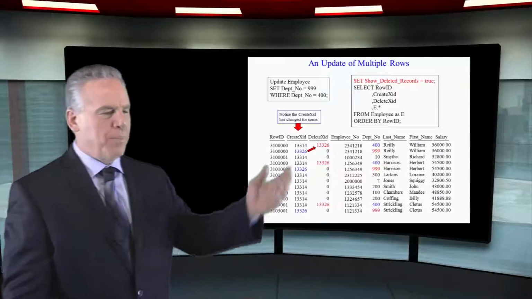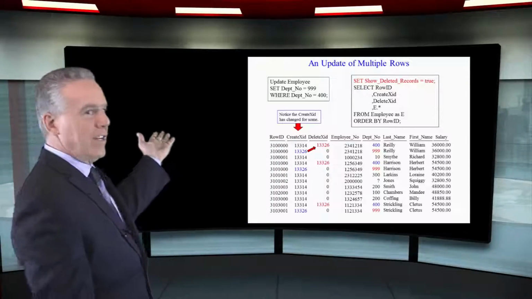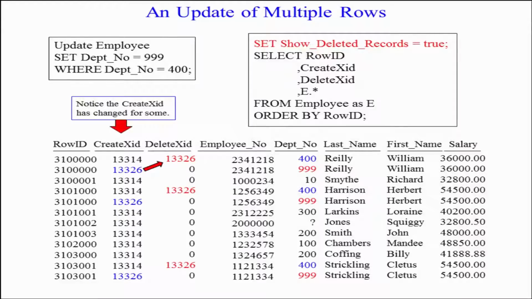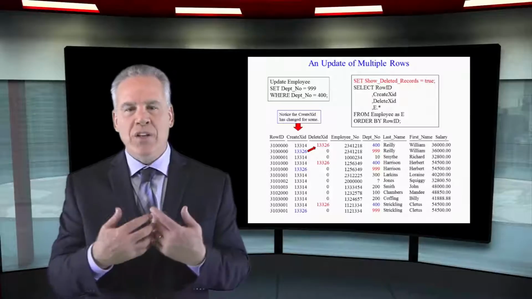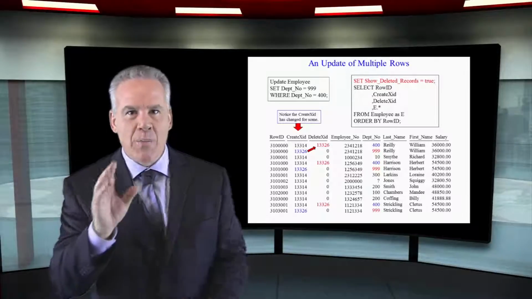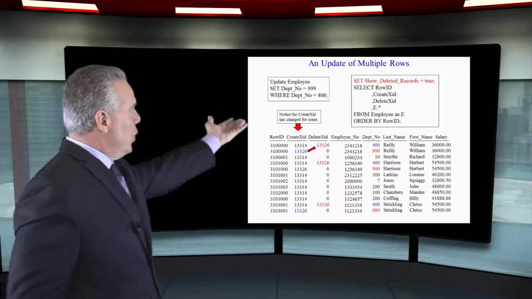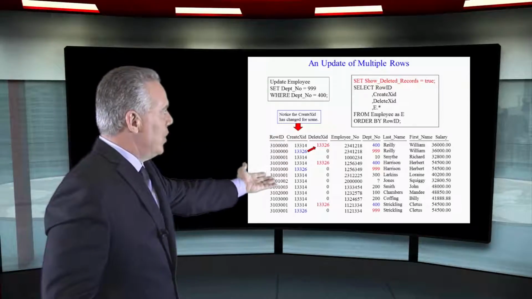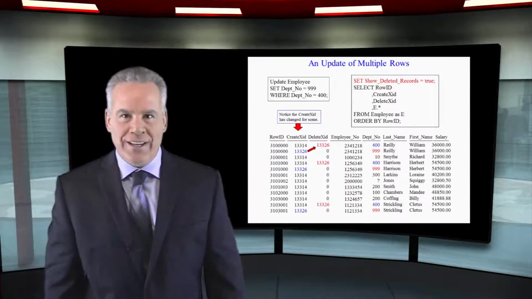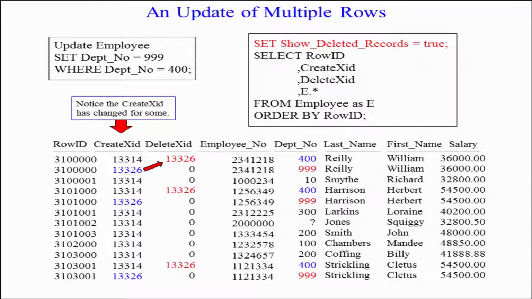Now, update the employee table, set depno equals 999, where depno equals 400. There were actually 3 rows before, because we had 9 rows when we started, and 3 of them were in department 400. Now, we've done the update. We've changed those rows to 999, but I want you to take a look at the DeleteXids, and you can see that the rows that were deleted actually have a DeleteXid that is non-zero.